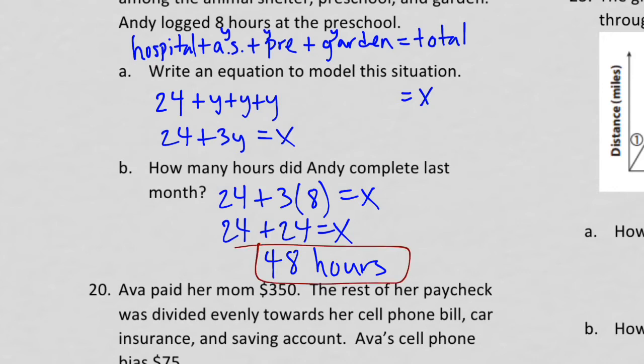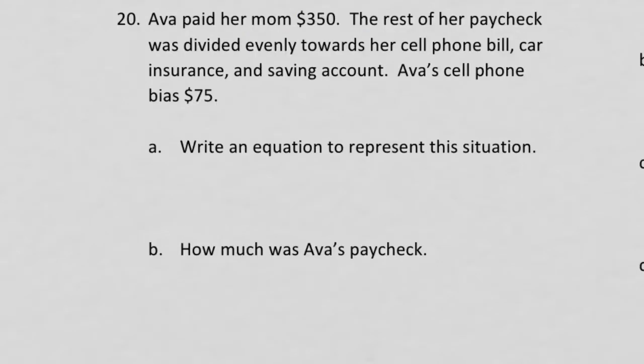There you go. Okay, 20. Ava paid her mom $350. The rest of her paycheck was divided evenly. Once again, there's that word evenly. Towards her cell phone bill, car insurance, and savings account. So that means she paid the same amount to the cell phone, to the car insurance, and to the savings account. Ava's cell phone bill, not bias, it should say bill right there, was $75.